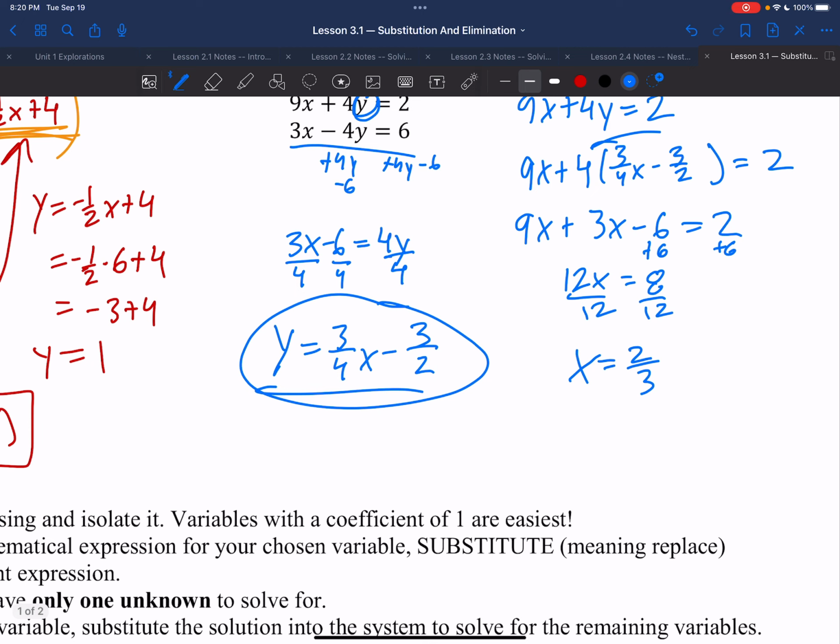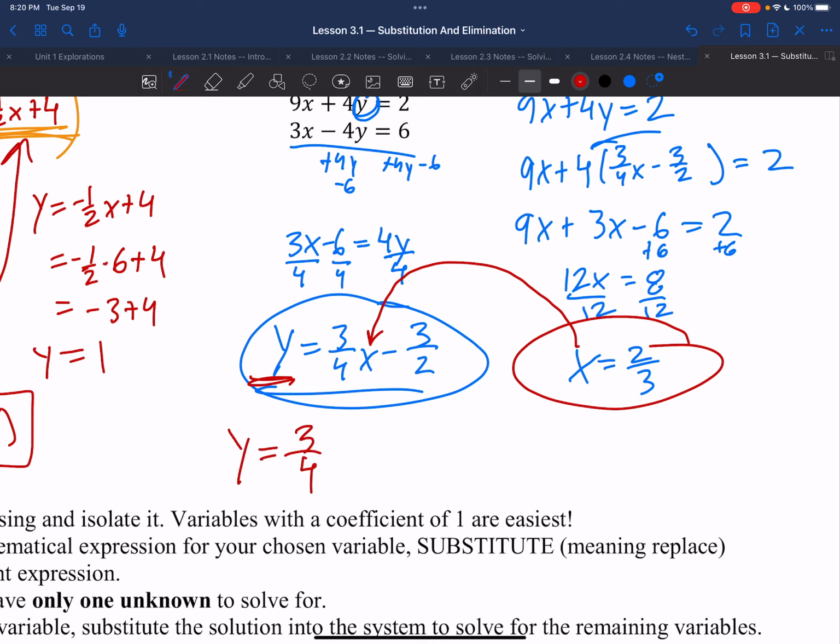Fantastic. I love it. Now what? Well, x is 2/3, and that can be substituted back into the expression for y. So y equals 3/4 times x, but x is 2/3, minus 3/2. You'll notice that 3 times 2 is 6, over 4 times 3 is 12, so 6 over 12, which is 1/2. You could also see that the factors cancel out. 3 cancels with 3, and you're left with 2/4, so that becomes 1 over 2.